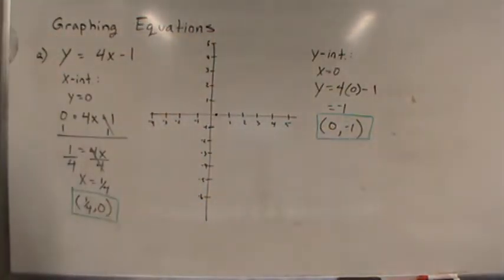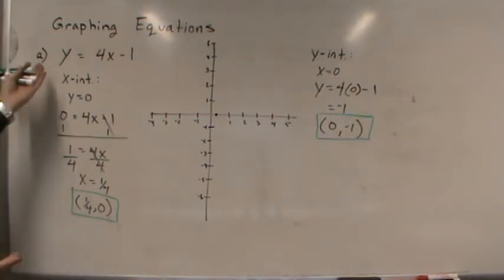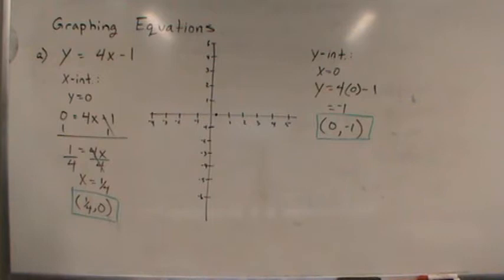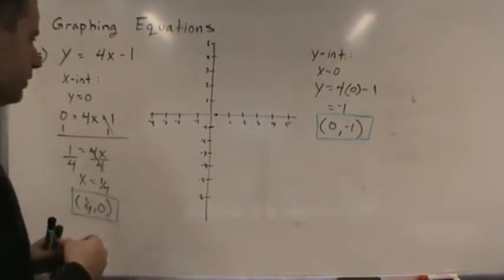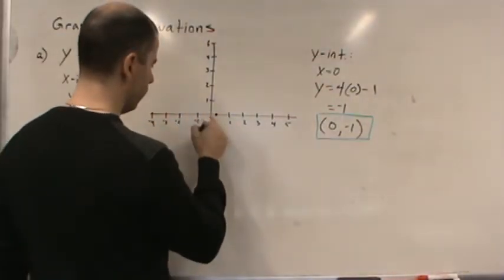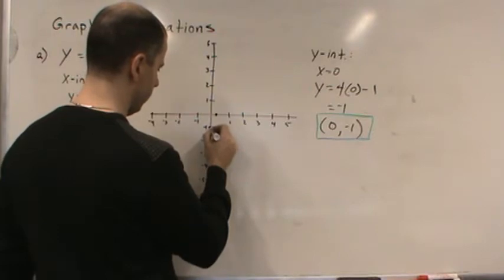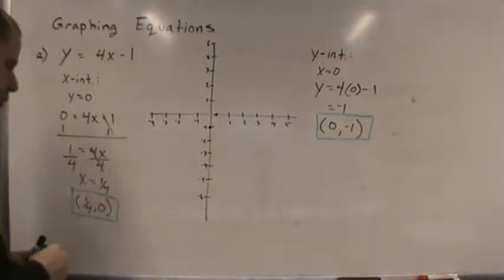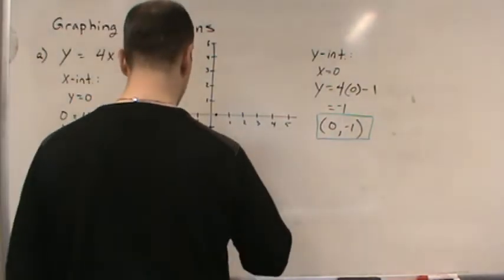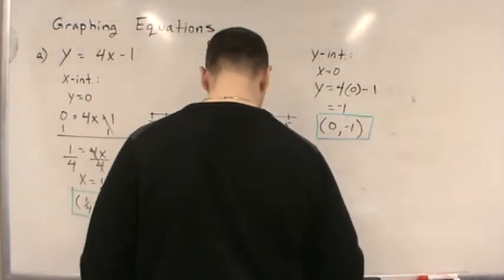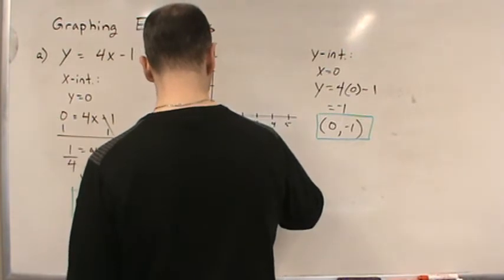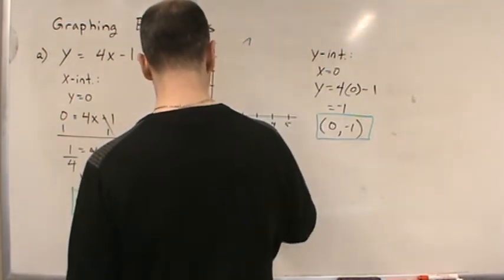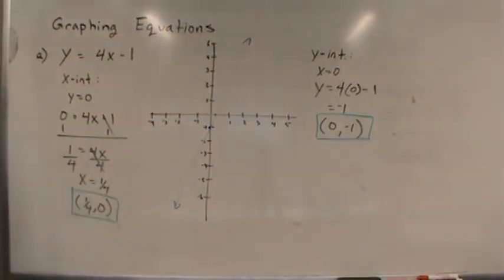Now, step 2 we don't need to do because this is a straight line. It's a linear equation, which we've talked about. Linear equations are a straight line, so we just need 2 points. You only need 2 points to plot a straight line. So (0, -1) is going to be right here. And if we want to connect those with a straight line, let me use a different marker.